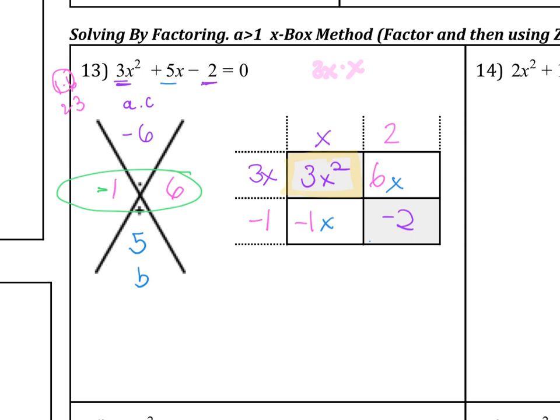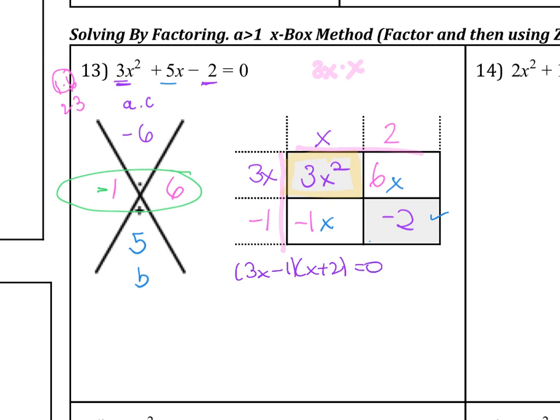Now to double check, look at the last box. Does negative 1 times 2 equal negative 2? That is true. Usually when something goes wrong, you'll notice that the last box doesn't work. Then you know you have to move things around. So now our factors are these numbers here on the outside. We're going to write it as 3x minus 1 times x plus 2, and that equals 0.